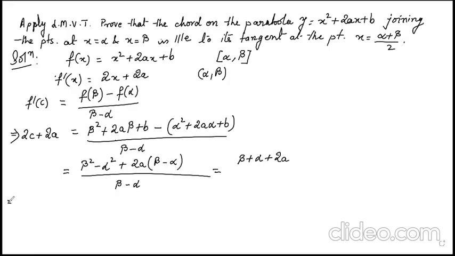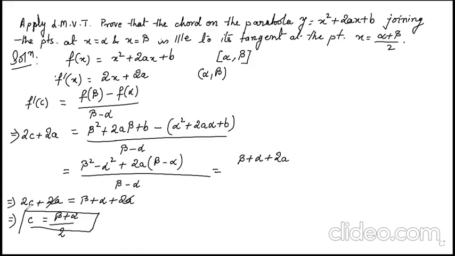So now we write 2c plus 2a equals beta plus alpha plus 2a. So 2a gets cancelled out, and c becomes equal to beta plus alpha by 2, or alpha plus beta by 2, whatever you like. And c is the point, according to the geometrical significance, at which the tangent is parallel to the line joining the chord alpha and beta. At that point c, we required to prove it as alpha plus beta by 2. So this is all about this particular problem.